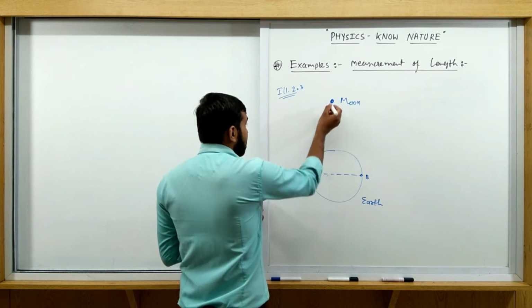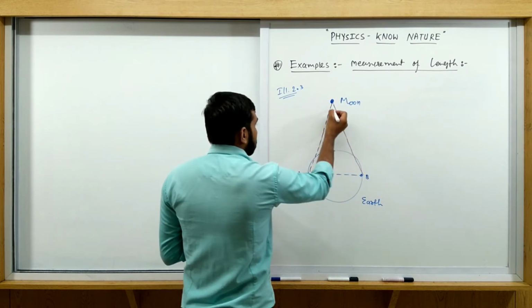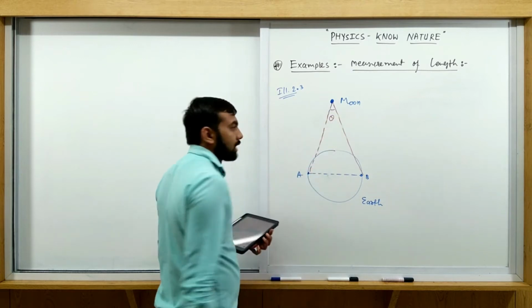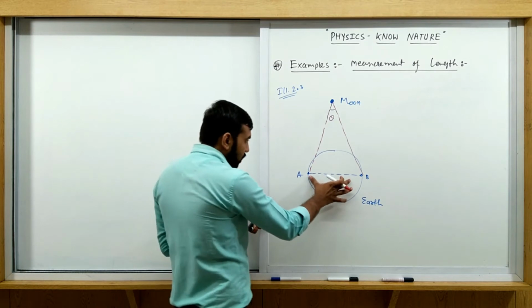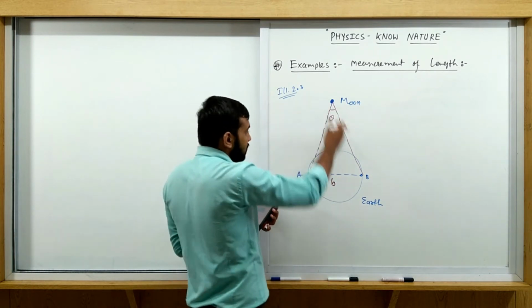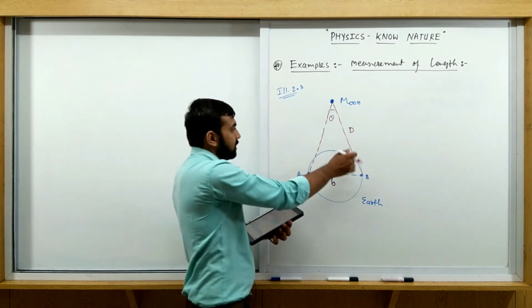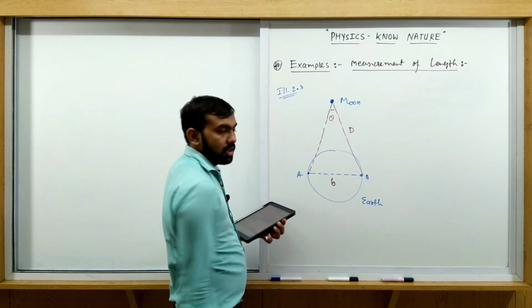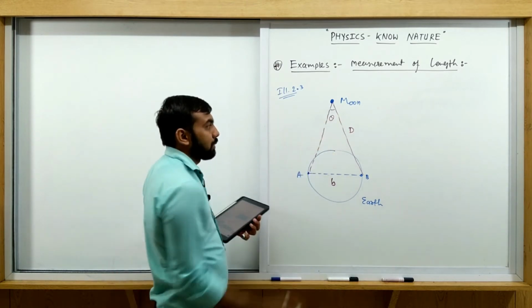So what is this angle? This angle is theta, at the moon. For us this is the basis, so consider it is b, and that is the distance between moon and earth. Consider it is D. This one is D and this is b, as per our parallax method theory. So this theta is the parallax angle.